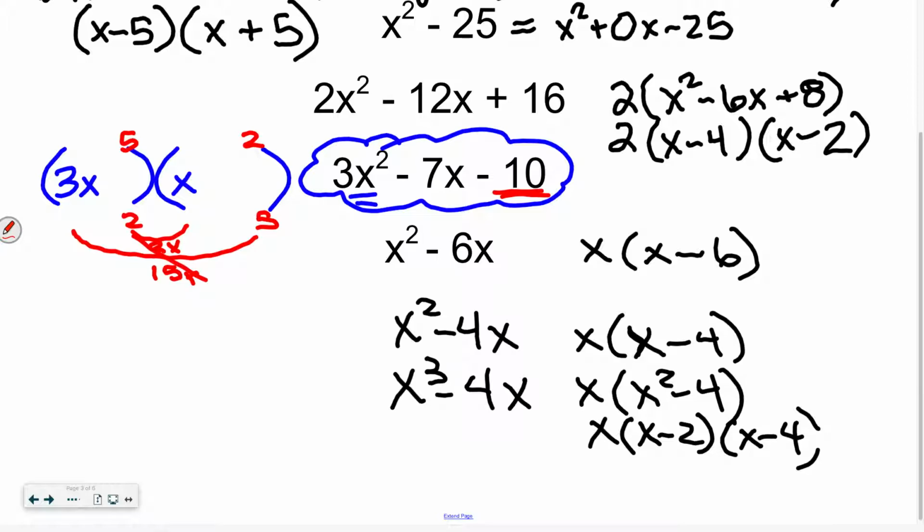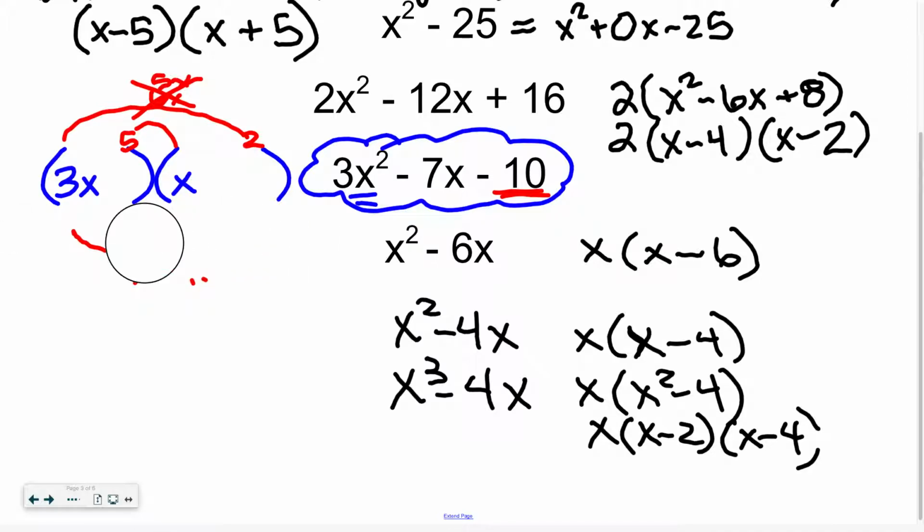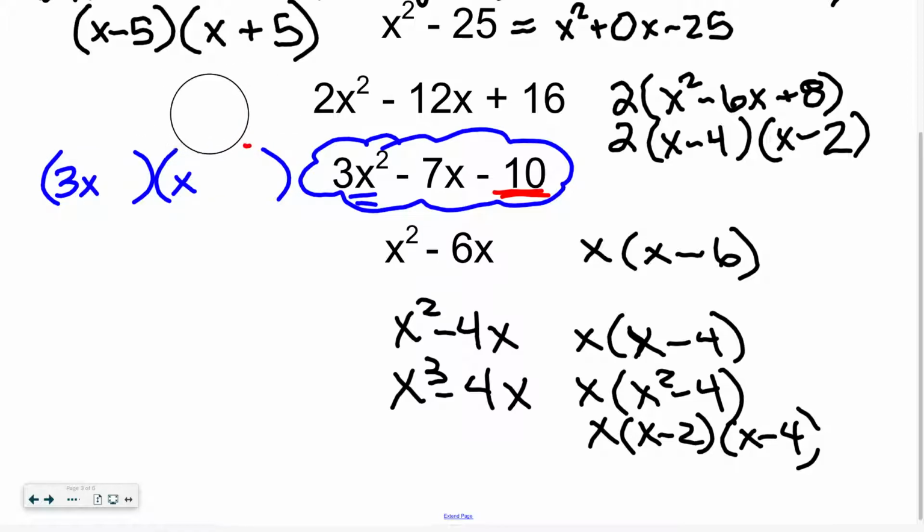No. Okay. And then on this one it would be 3x times 2, which is 6x, and 5 times x, which is 5x. Are those going to make negative 7? No. Okay, darn it. So it's not 5 and 2. You got any other factors of 10? 10 and 1.